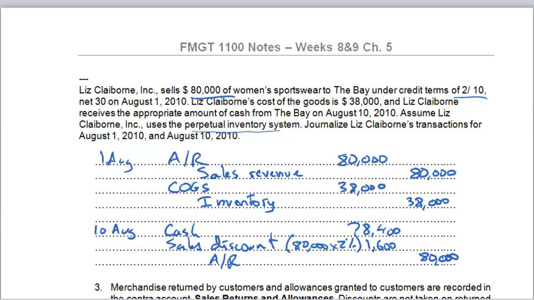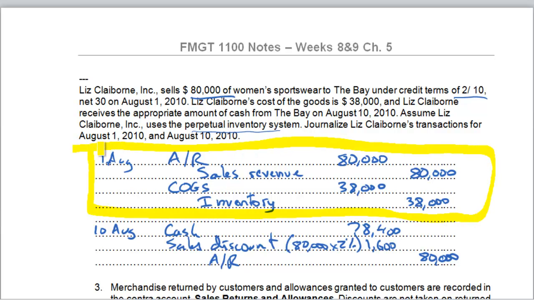The key piece that you need to wrap your heads around, understand and never forget is that when you're selling merchandise, you will always have two pieces to this one entry: the sales piece and the inventory piece.